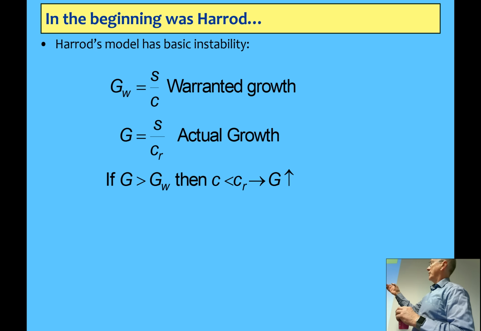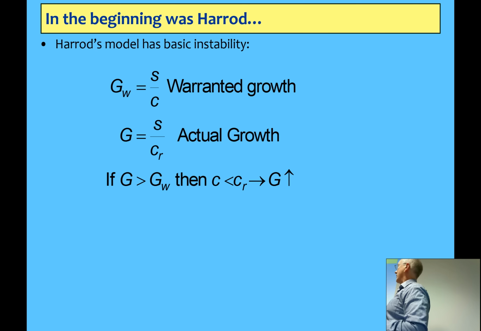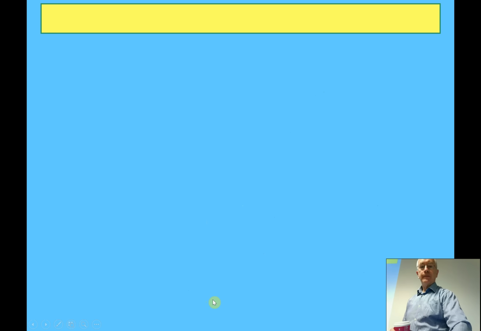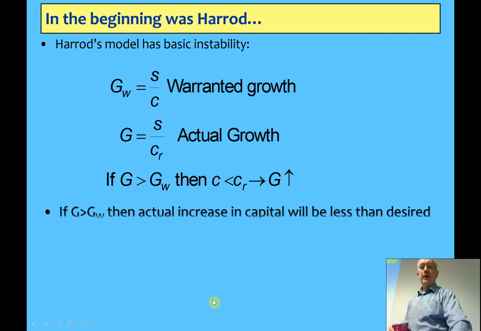But he's got them both equal to S, remember. Just go back and take a look at that equation again. He's keeping this constant all the way through and saying the savings rate is a given. Not in terms of a constant, but that they're both equal on the other side. So if actual growth is greater than the warranted growth rate, then the incremental capital output ratio will be less than the actual one that occurs.